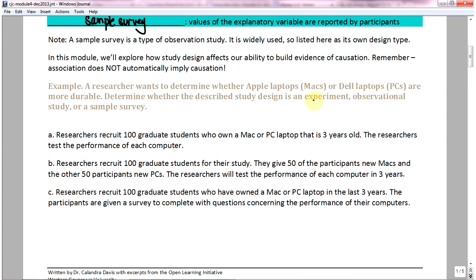Well, let's see. Is it an experiment? No, because the researchers did not assign participants to either of those groups, Mac owners or PC owners. Is it an observational study? Yes, it is. Notice that it is not a sample survey because the participants had not been asked to report values of the explanatory variables themselves.